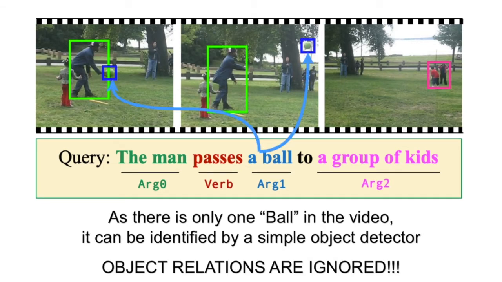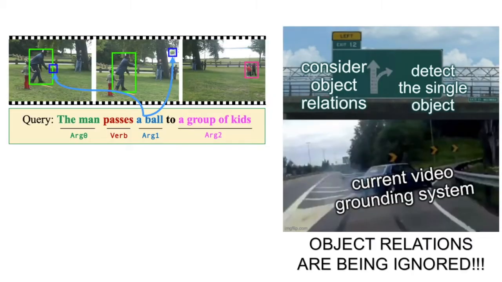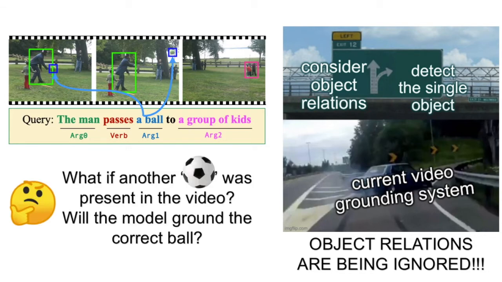However, for many object categories, only one instance is present in the video, and these objects can be localized using just an object detector like Fast RCNN. For instance, here all can be localized independent of the context from the man or the kids. As a result, object relations are largely ignored for the task of video object grounding. Essentially, we would like to know if there was another ball in the video, would the model still ground the correct ball?